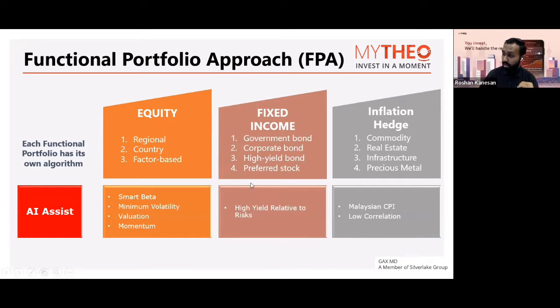Each of these functional portfolios that you're seeing on screen is managed by its own algorithm to ensure that we're using quantitative analysis and not emotion or gut feel when we make investment decisions. Each of them has its own algorithm because equities will need a different investment decision matrix compared to something like fixed income or an inflation hedge portfolio.